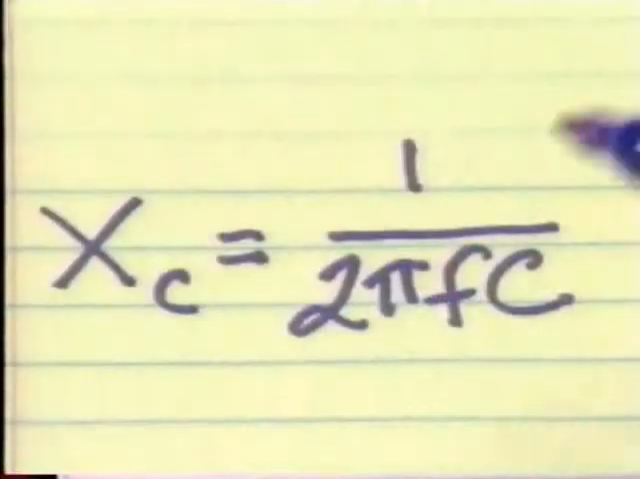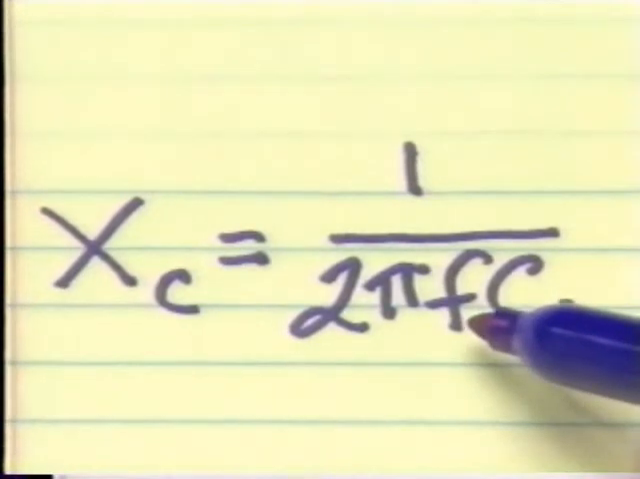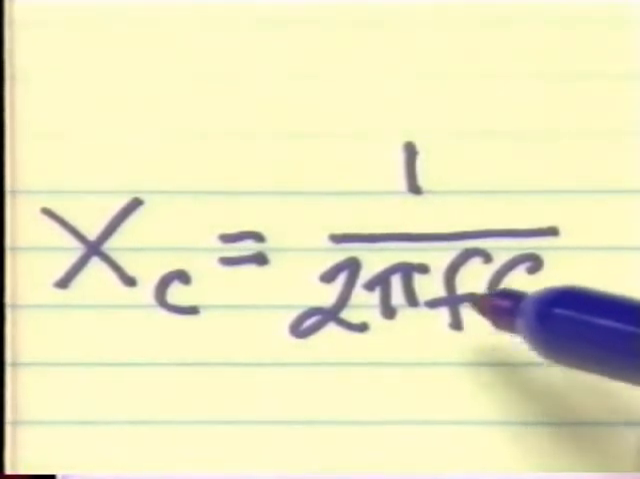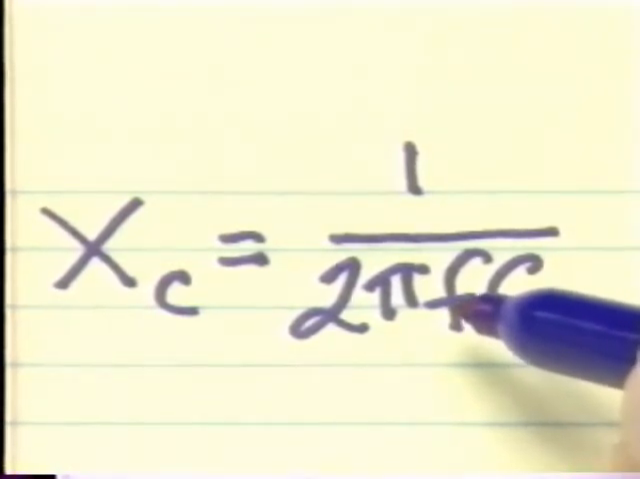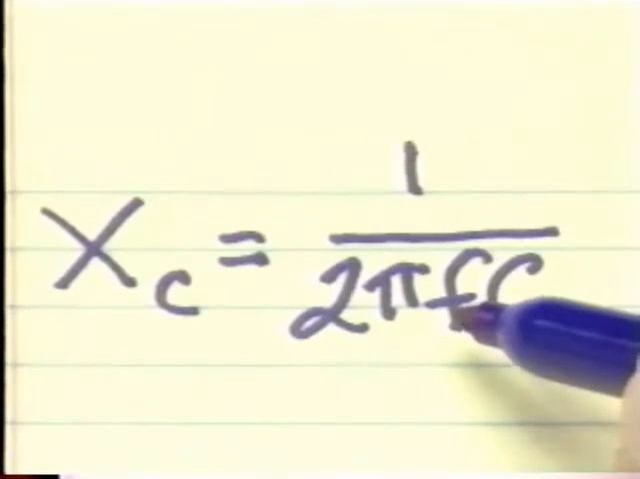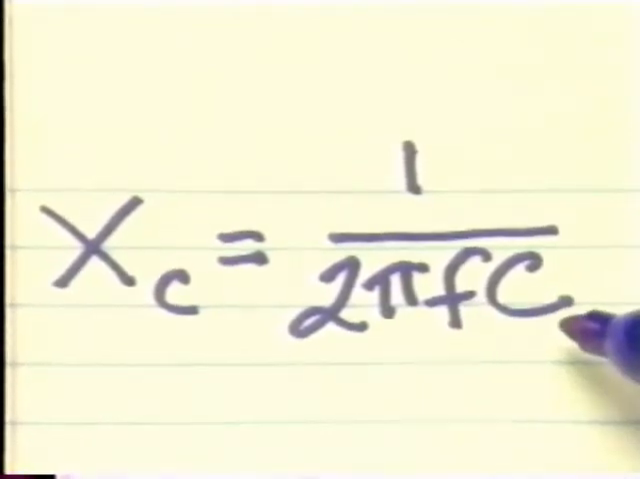Now let's take a closer look at each component in the formula for capacitive reactance, X sub C. The lowercase f stands for the frequency in hertz. 2 pi f stands for the rate of change through one cycle and equals 6.28 times the frequency. The capital C represents capacitance in farads. Let's use the formula to find the capacitive reactance of some example circuits.